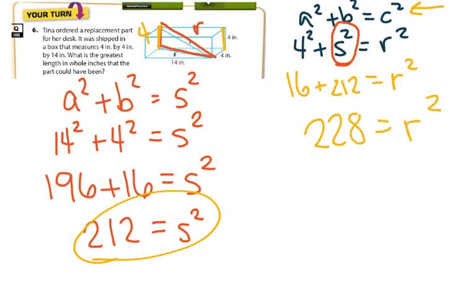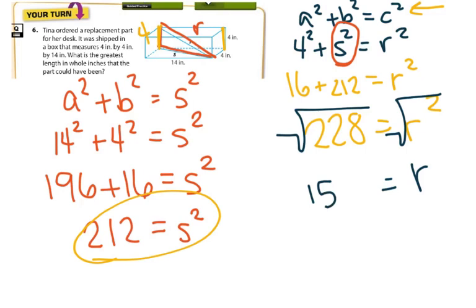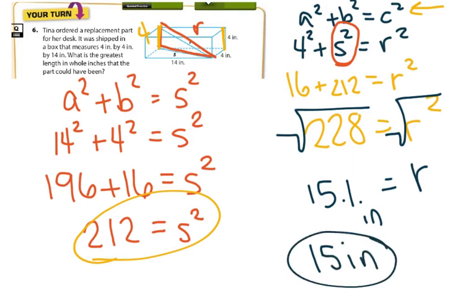And in order to find out what r equals, I've got to take the square root of both sides because whatever you do to one side, you do to the other. And I'm left with r over here. And on this side, I'm left with the square root of 228. Using my calculator, it's about 15.1 inches. Now, going back to the question, it says, what is the greatest length in whole inches that the part could have been? Well, it can't go over 15.1, and I want a whole number, so it's got to be 15 inches is my final answer of how long the part could have been.